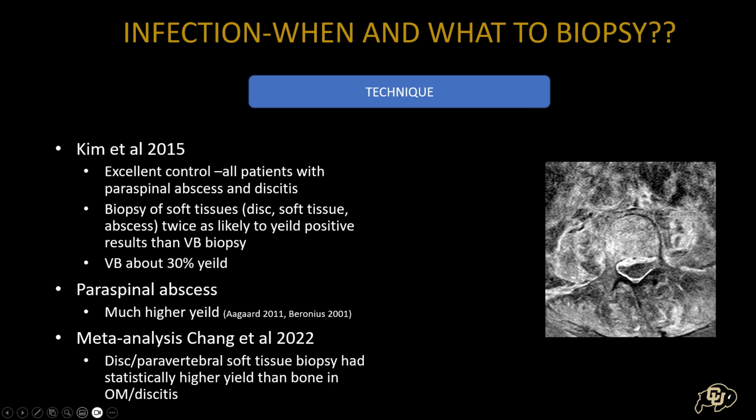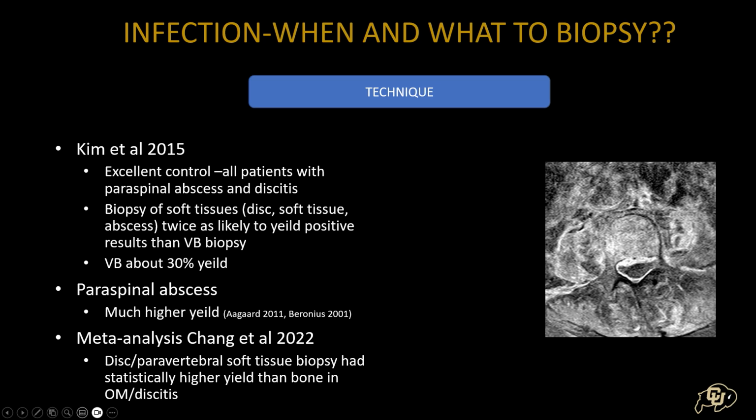So what about technique? I love this article by Kim in 2015 because it was so beautifully controlled. They took patients who had osteomyelitis discitis, but only those that had paraspinal or epidural abscesses. So there was no question that these patients were infected. And then they looked at the outcomes of biopsy of the soft tissues, which included disc, the paraspinal soft tissues, or an abscess, versus the vertebral body. And they found that the soft tissues had a culture yield positivity that was twice that of the vertebral body.